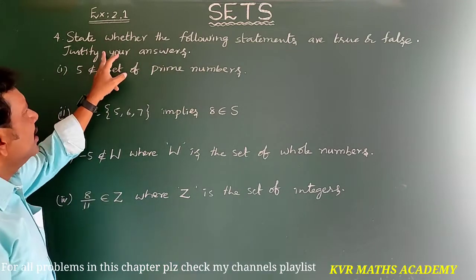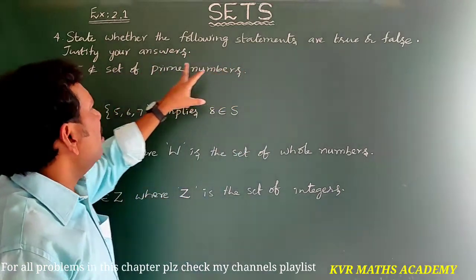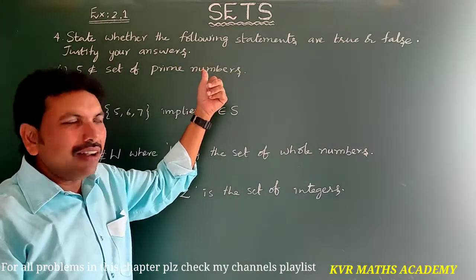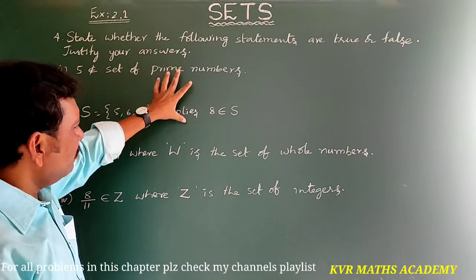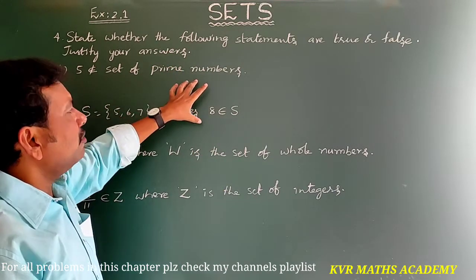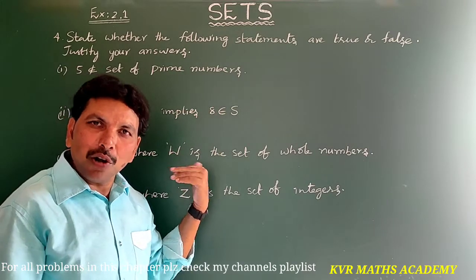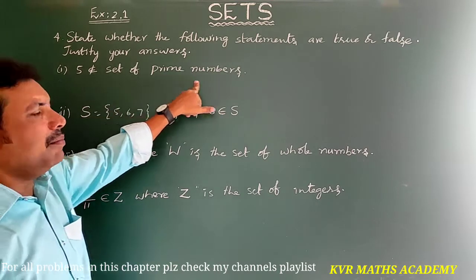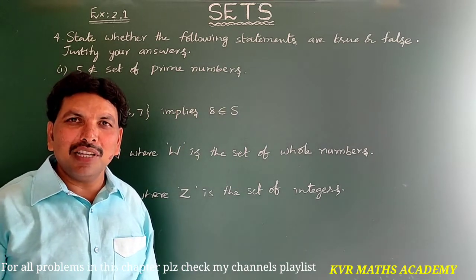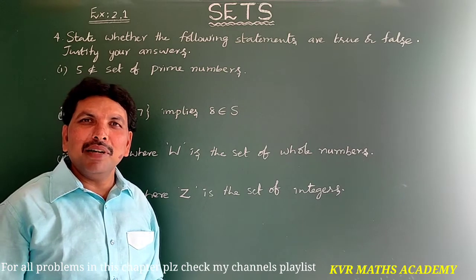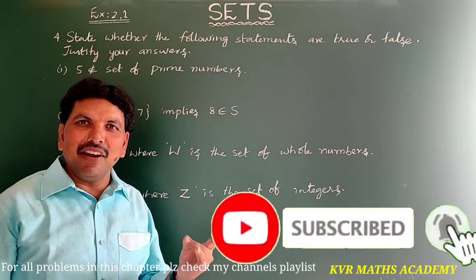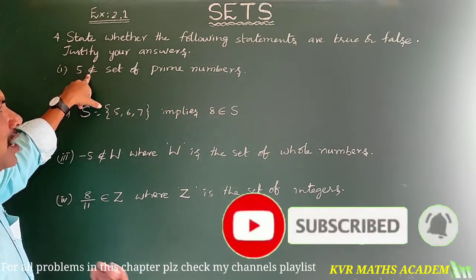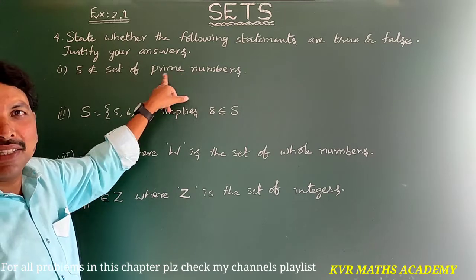Okay, next, fourth one. State whether the following statements are true or false. Justify your answers. Here 4 statements are given. Let us check one by one whether it is false or true. First one: 5 does not belong to the set of prime numbers. Actually, what are prime numbers? Yes, 2, 3, 5, 7. Those are all prime numbers. So he has given that 5 does not belong to the set of prime numbers, which means this statement is false.